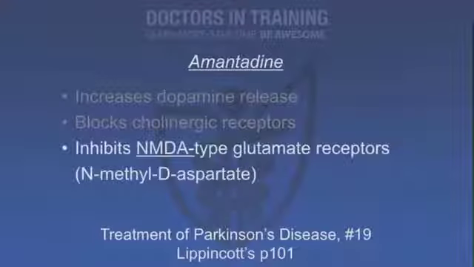It also inhibits NMDA-type glutamate receptor. NMDA stands for N-methyl-D-aspartate, and we'll talk about those receptors in just a moment. This inhibition of the NMDA receptor is thought to be the primary action at therapeutic concentrations of amantadine. Now, amantadine is less effective than levodopa. Tolerance develops much more readily. It develops within about 6 weeks on amantadine. But amantadine has far fewer side effects, so it's a little safer.